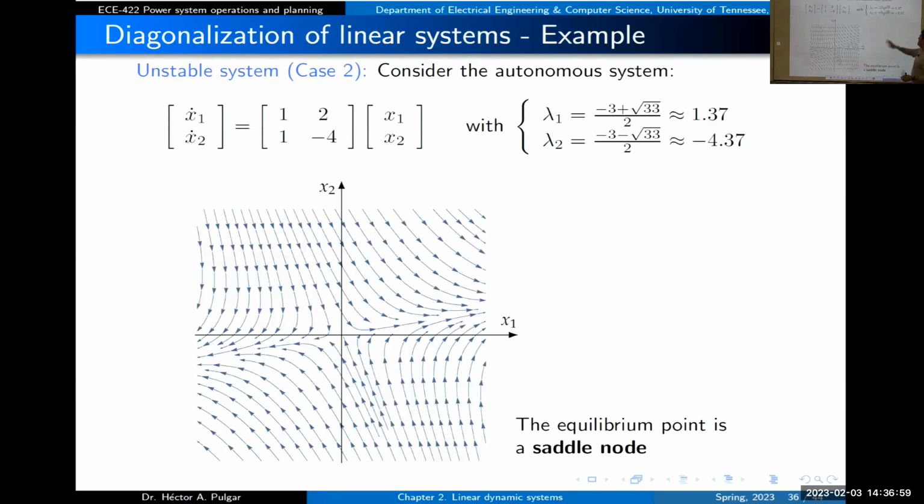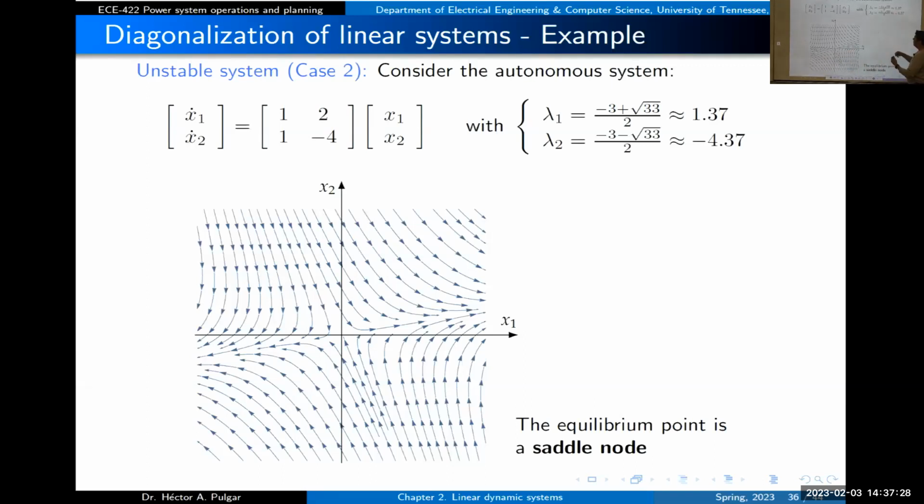Where should be the eigenvector of lambda 2? Can you see it? You have an eigenvector right here and another right here. This one right here is the eigenvector of lambda 2. Why? Because you start there, it's kind of taking you to the equilibrium point, right? This one is the eigenvector of the other eigenvalue. You start there, it takes you to infinity.